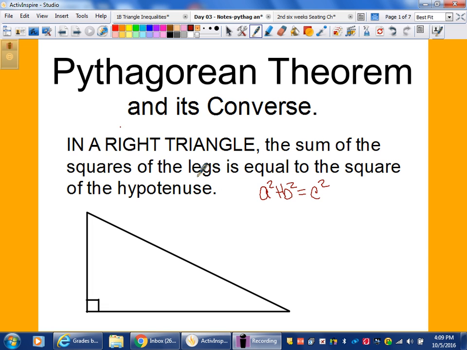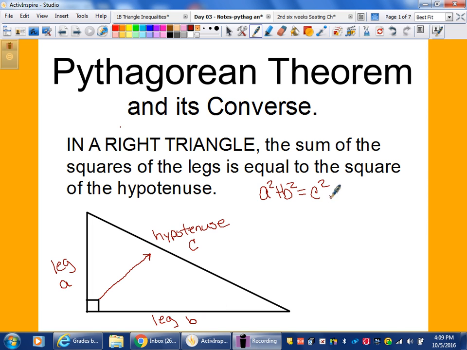Now, when they talk about legs and hypotenuse, the first thing you need to know is how to identify your hypotenuse. You simply go from your right angle and draw an arrow, and it points where your hypotenuse is. The other two sides obviously will be your legs. Now, in a squared plus b squared equals c squared, the c is your hypotenuse, and the a and b are your other two legs.